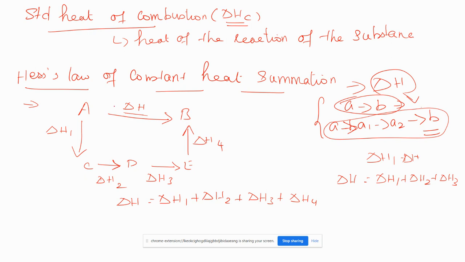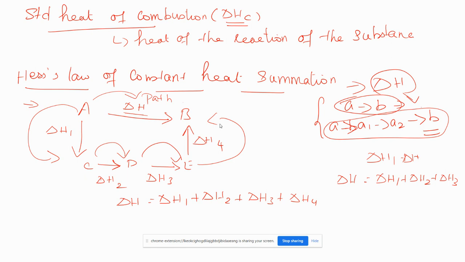So path 1 is A directly giving B. Path 2 is A giving C, C giving D, D giving E, and E giving B. So according to Hess's law of constant heat summation, the change in enthalpy will be constant whether it takes place in a single step or multiple steps, so del H can be written as del H1 plus del H2 plus del H3 plus del H4.